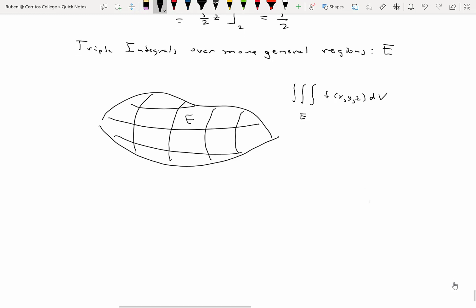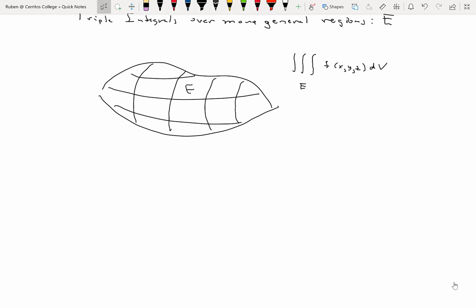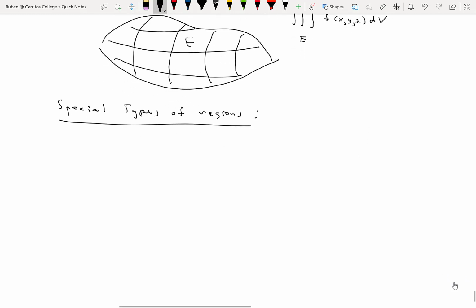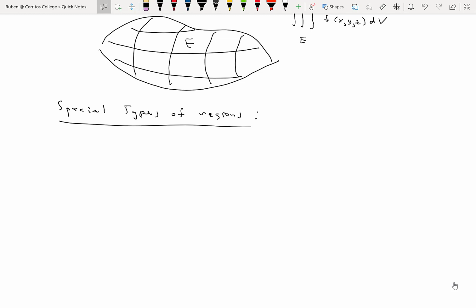So we're going to do a similar thing to what we did with more general regions for double integrals. With double integrals, we looked at Type I, Type II, polar rectangles, and general polar regions. We're going to do a similar thing here. We're going to look at some special types of regions. In fact, we're going to take a couple of sections to do this, one step at a time.